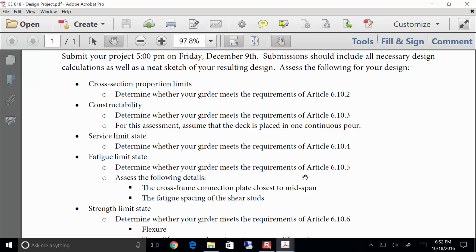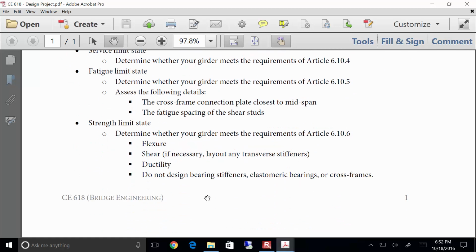Fatigue, you're going to have to pick certain details for fatigue, so you're going to assess the cross frame connection closest to midspan, basically that bottom tension flange region, and you're also going to have to assess fatigue for the studs. Fatigue is what's going to govern your stud layout, but we'll get to that later on. And obviously your strength limit state, we're going to assess flexure, shear, and if necessary, you'll have to lay out any stiffeners and what have you, but that's simple. A ductility check, which takes about 2.6 seconds to do. And don't worry about bearing stiffeners sizing. Don't worry about bearing sizing or actually sizing the cross frames. I'm more interested in the girders.